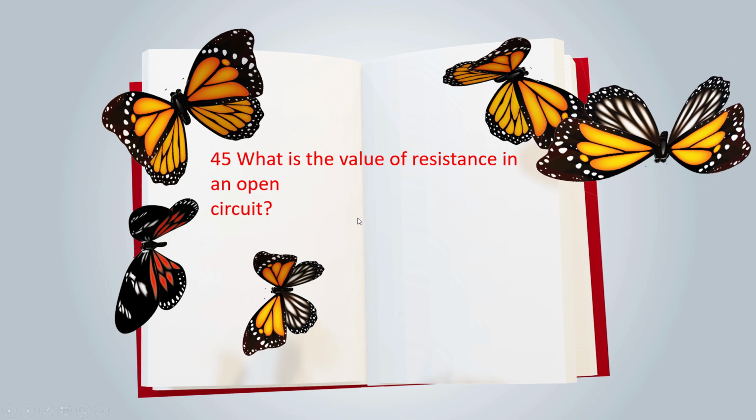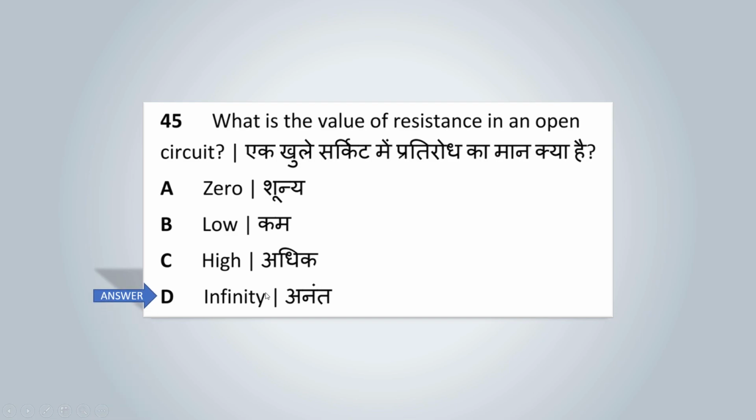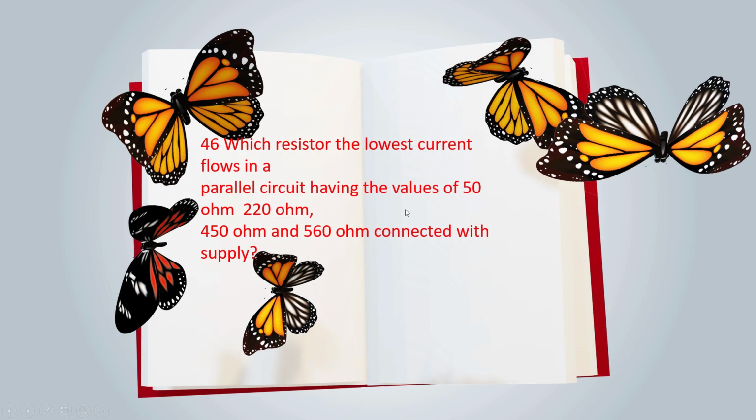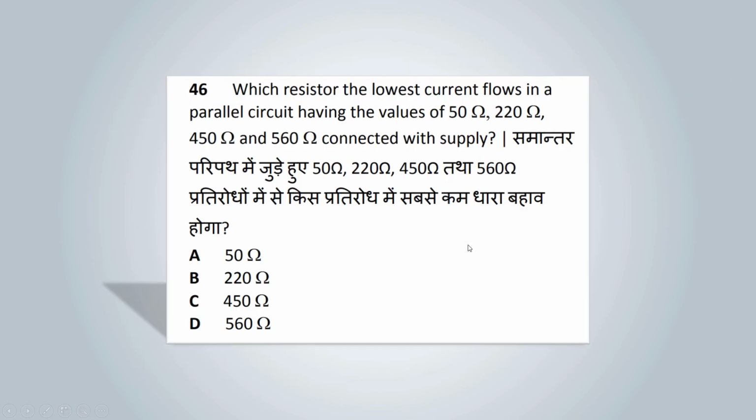Which resistor has the lowest current flow in a parallel circuit having the values of 50 ohm, 220 ohm, 450 ohm and 560 ohm connected with the supply? This question is asking, if we connect the 50 ohm, 220 ohm, 450 ohm, 560 ohm resistors in parallel, which resistor has the lowest current? If the resistance value is high, the current is low. Therefore, answer is 560 ohm.